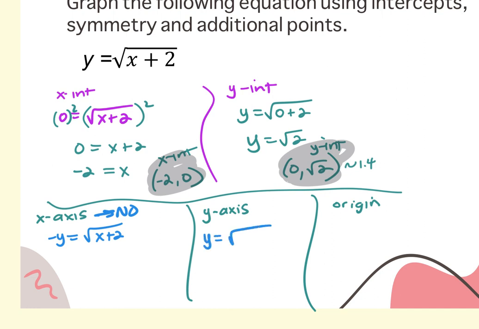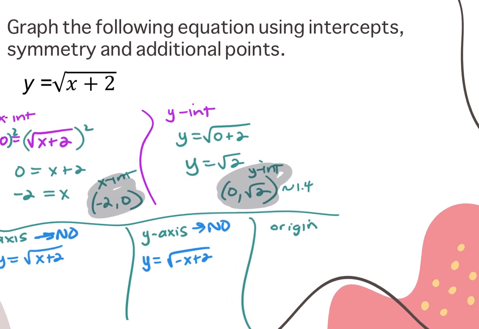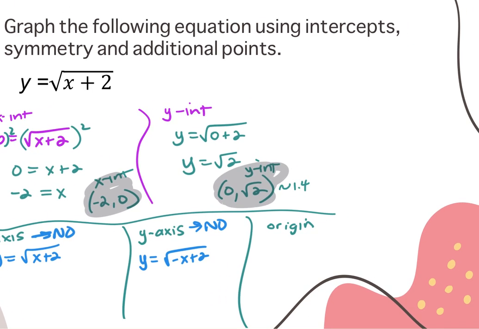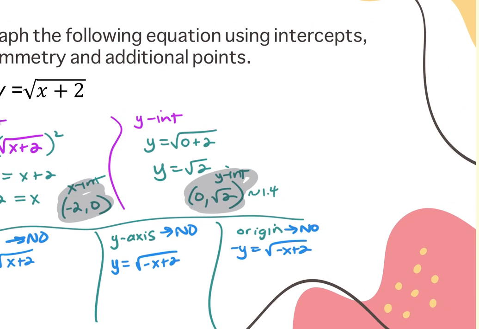Y-axis, I change the x. I would simplify it if I could. There's nothing to simplify there. It also fails, so that does not have y-axis symmetry. And then the origin, I would change both. Switch the x and the y. It doesn't go back to the original. It's almost all the opposite, but that 2 didn't change, which means it also fails the origin test.